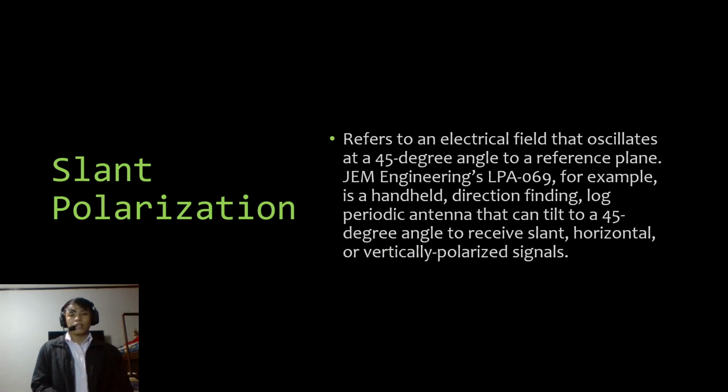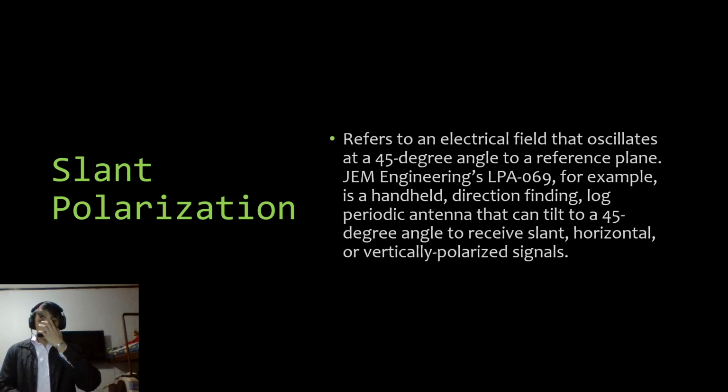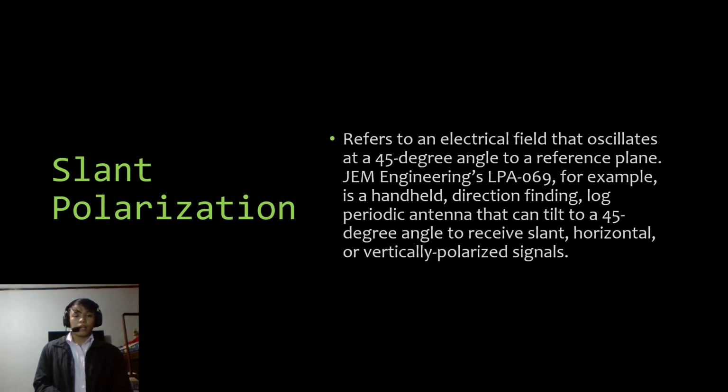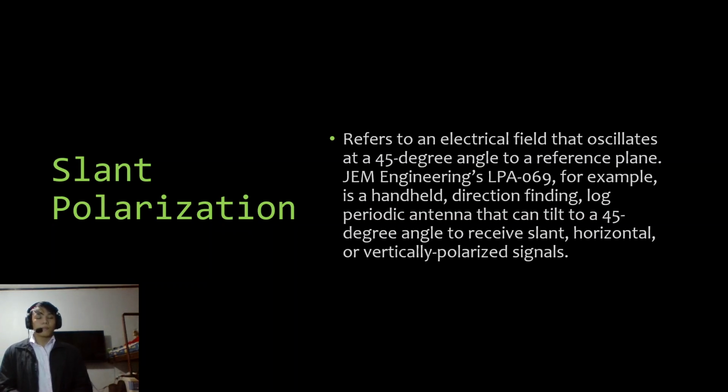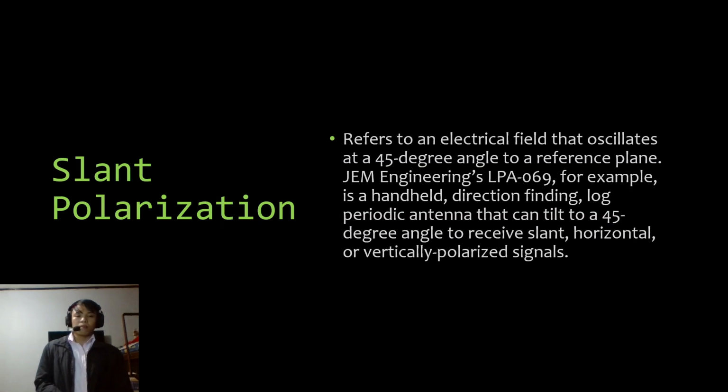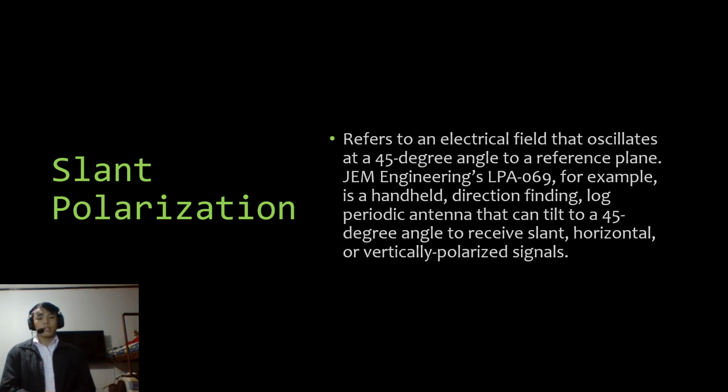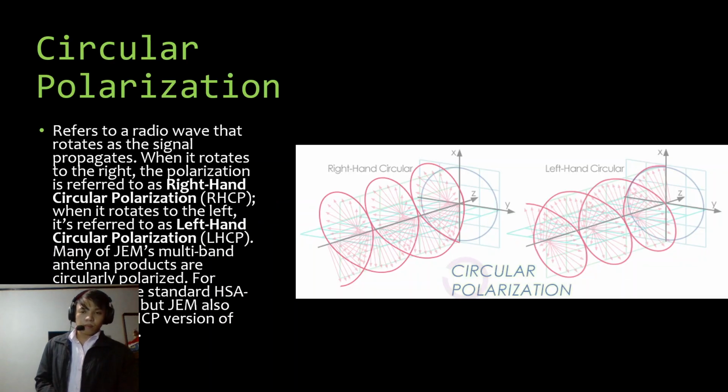So the next one is the slant polarization. It refers to an electrical field that oscillates at a 45-degree angle to a reference plane. GAM Engineering's LPA069, for example, is a handheld direction finding log periodic antenna that can tilt to a 45-degree angle to receive slant, horizontal, or vertically polarized signals.